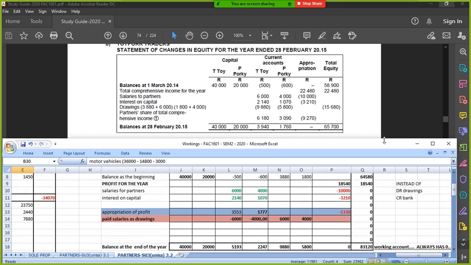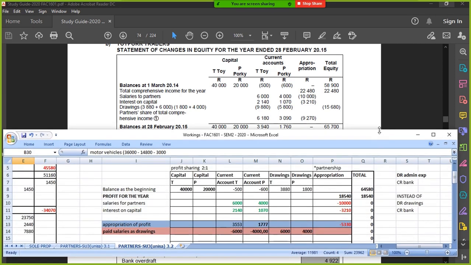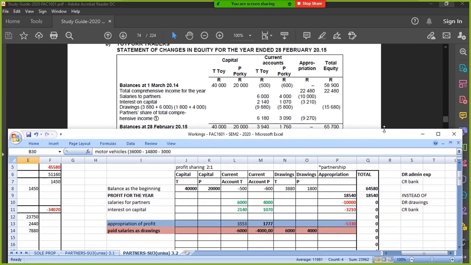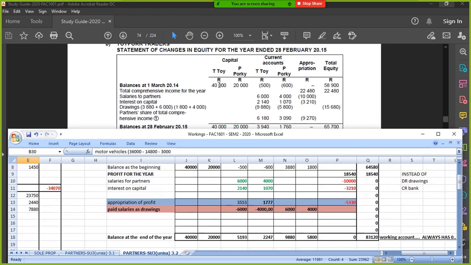Okay, the SOCI has capital, that's fine. The balances are fine. The salaries is fine. Okay, the drawings. Have a look at their working. They also included the 6,000 and the 4,000, so you do have to include it, so that's fine. We've included the 6 and 4, that's perfect, and we've taken it off the drawings, off the current. We've minused it from the current, that's fine.